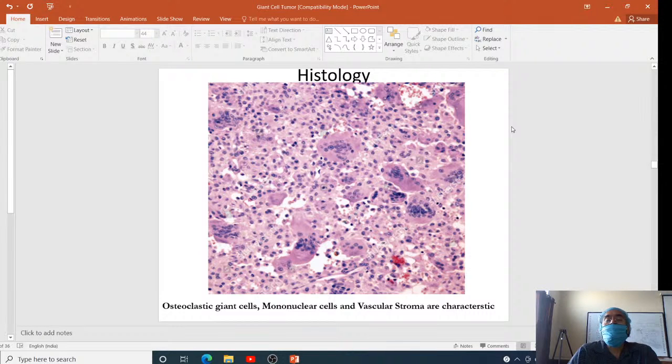So coming to the histology, this is a typical GCT slide wherein you find these giant cells. There are several types of giant cells, most of you know, and this is an osteoclastic giant cell. That's why it's called an osteoclastoma. And there will be some mononuclear cells interspersed with these giant cells, and you have this tumor. Whenever you have a tumor, you need to have this vascular stroma. So vascular stroma, giant cells, mononuclear cells, they indicate that it is GCT.